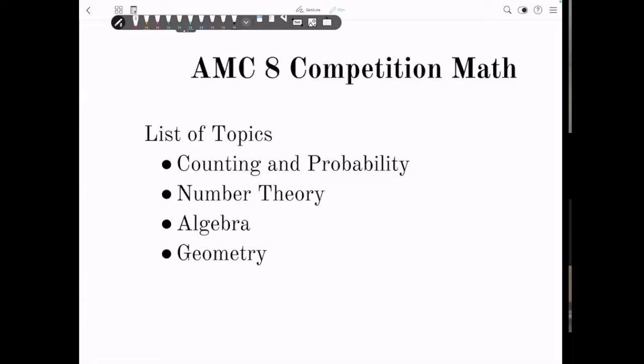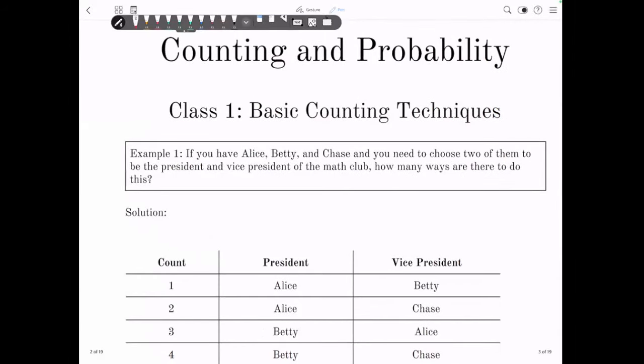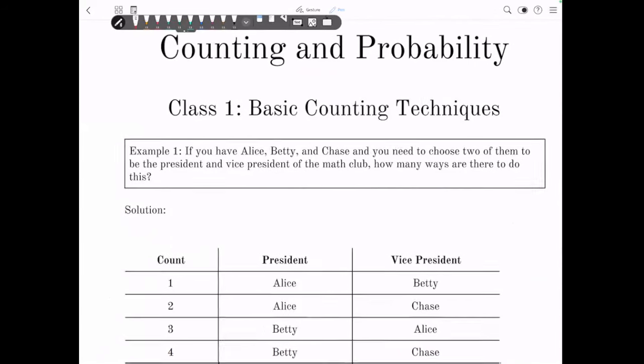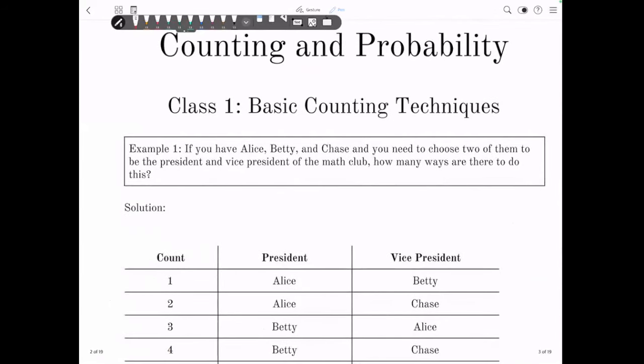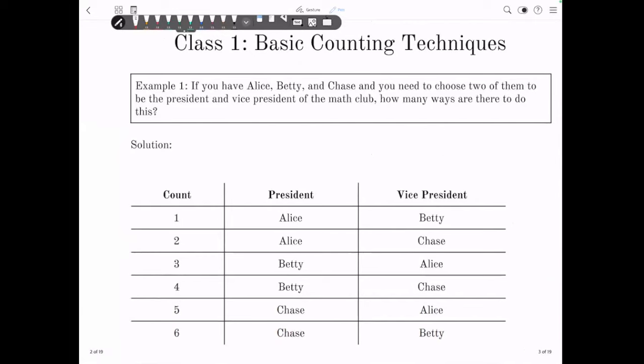So let's start the first problem. Example one. If you have Alice, Betty, and Chase, and you need to choose two of them to be the president and vice president of the math club, how many ways are there to do this? So how do we approach this problem? One way is just to list all of them out. As you can see here, I've listed all of them out.